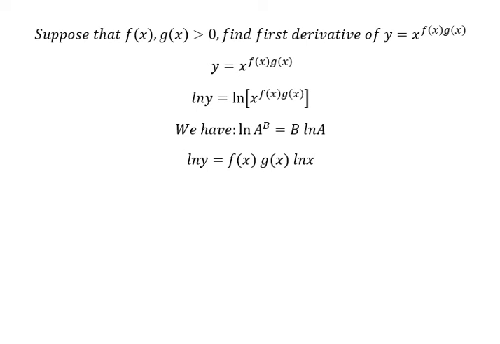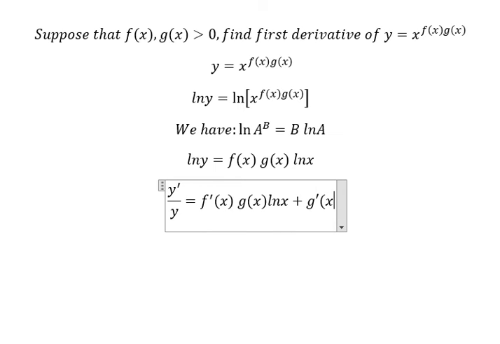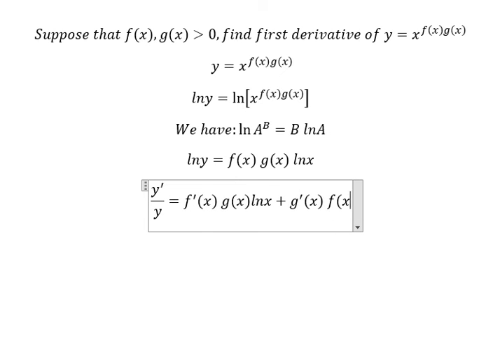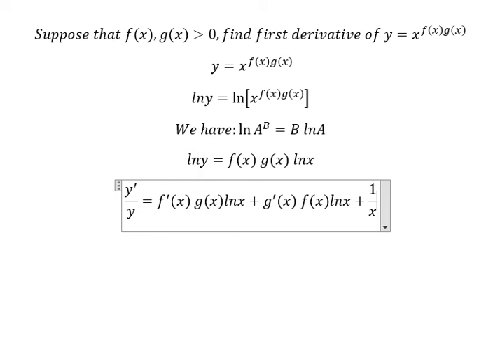Next, we need to do the first derivative for both sides. So we have the first derivative of y over y. So we will apply the product rule of derivative. So we do the first derivative of f multiplied by g of s ln s. Later, we do the first derivative of g of s multiplied by f of s ln s. And we do the first derivative of ln s. That's 1 over s.